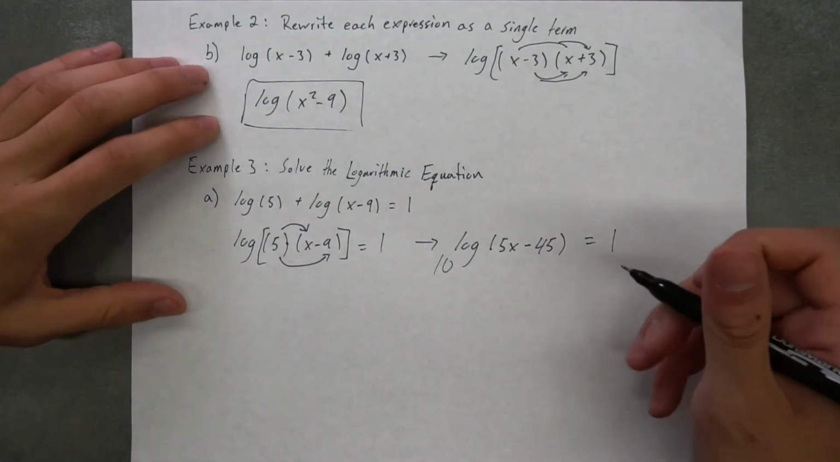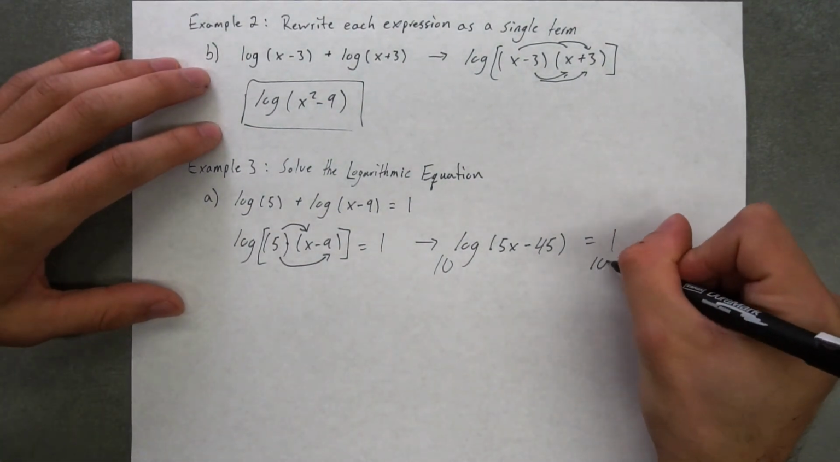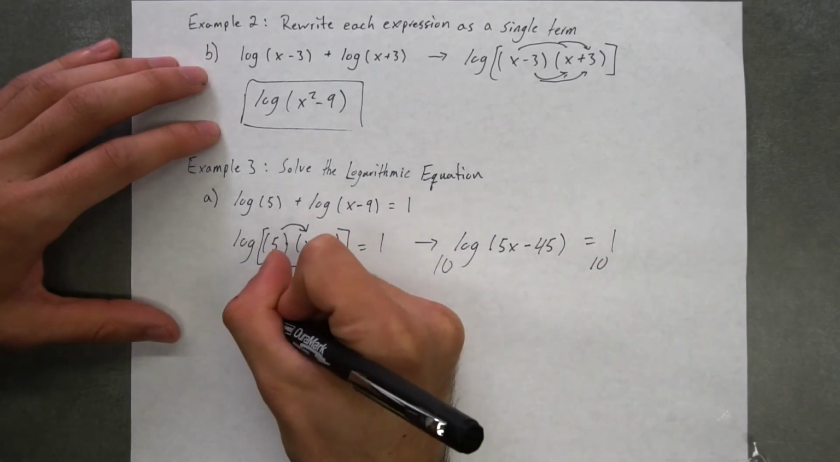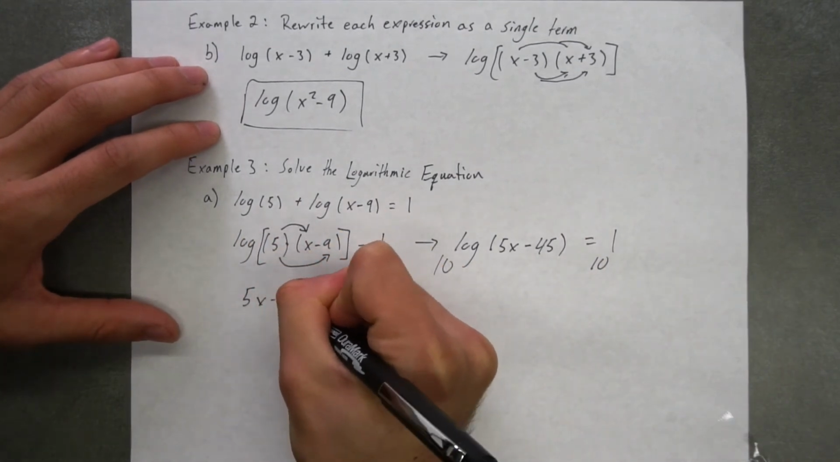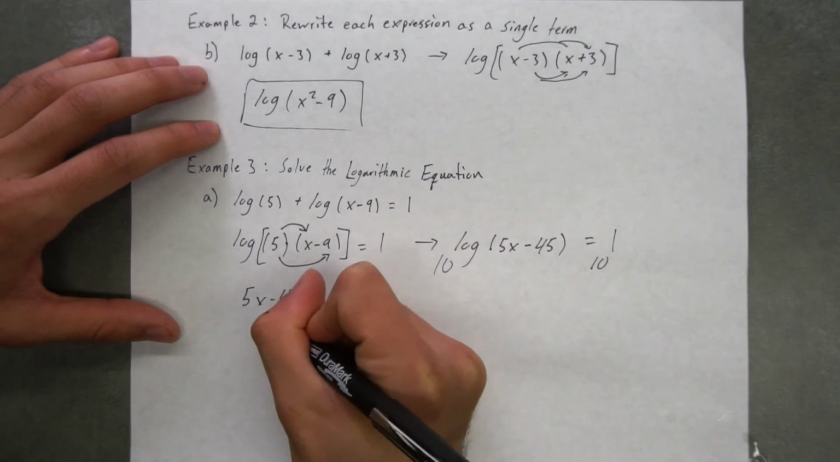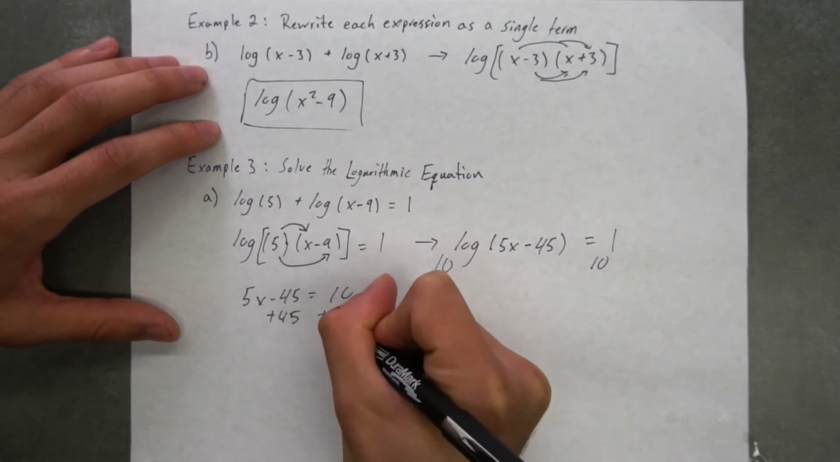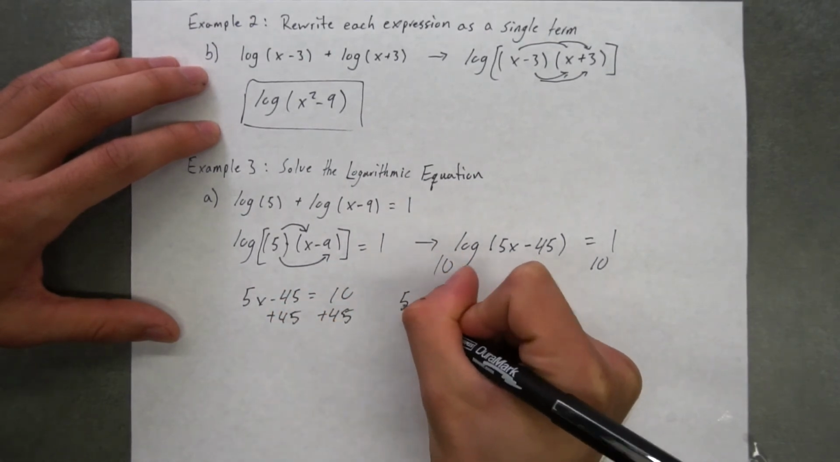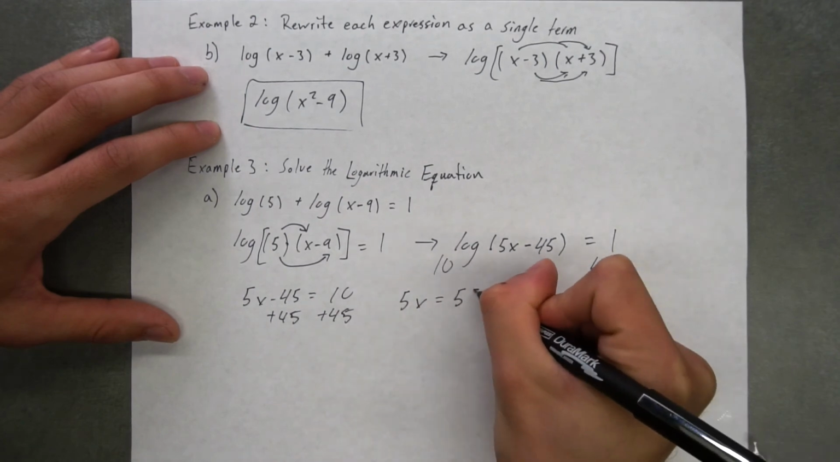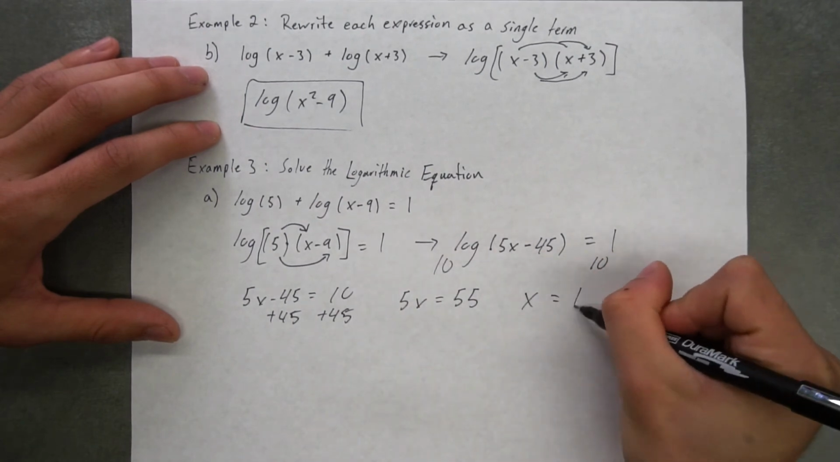So we're going to exponentiate both sides, and then we will solve for x. So we have 5x minus 45 is equal to 10. Add 45 to both sides of the equation. So 5x is equal to 55, and x is equal to 11.